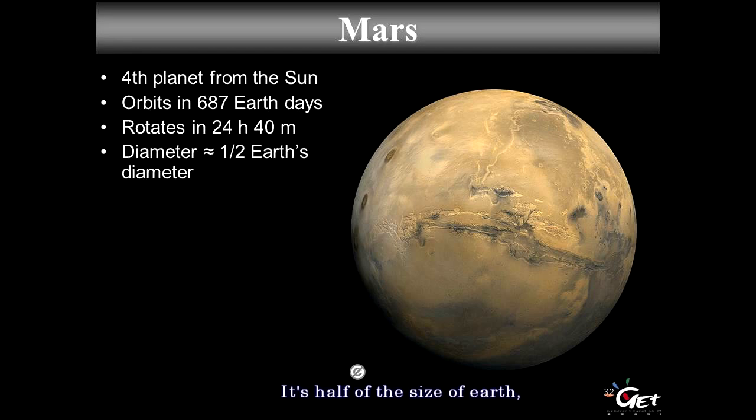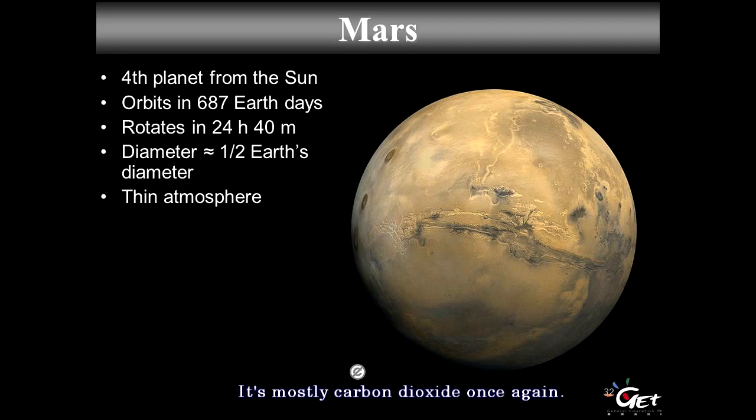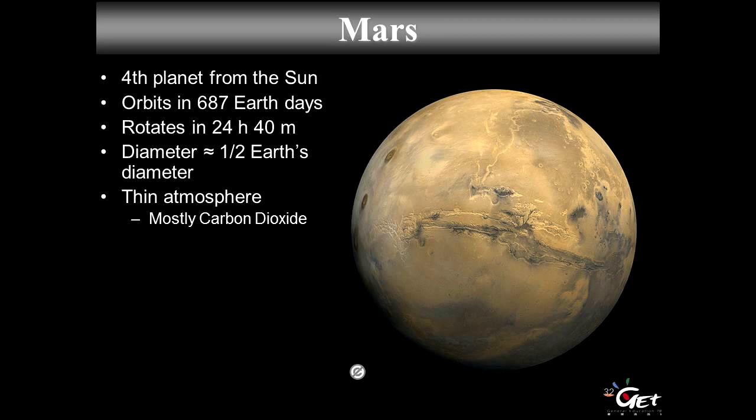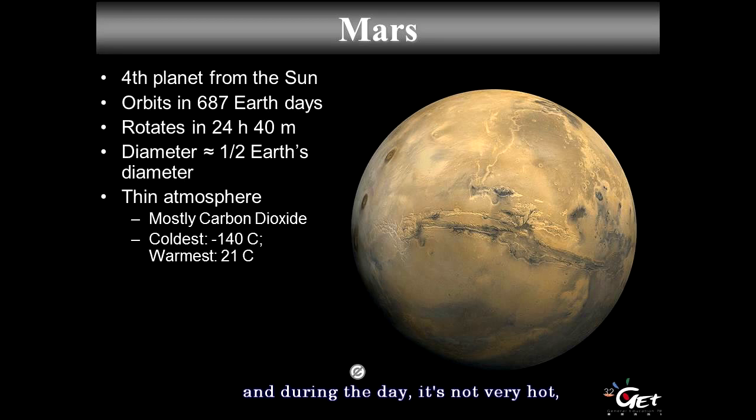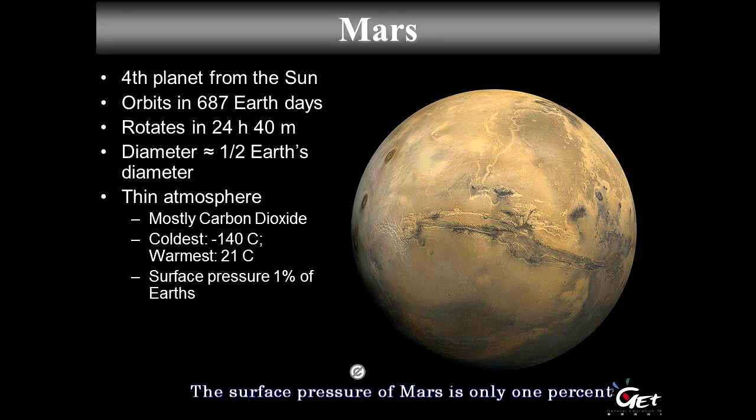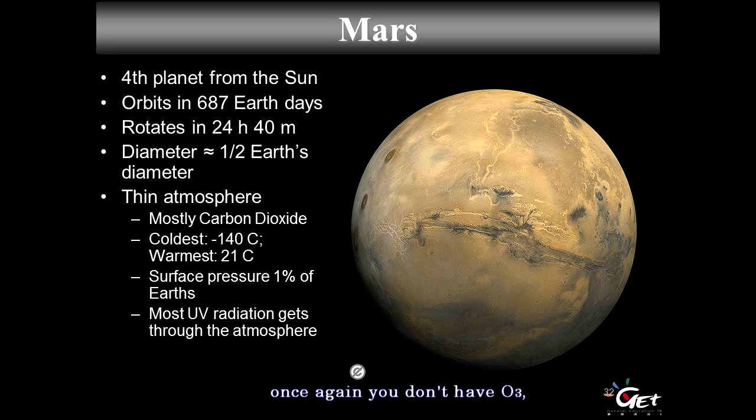It's half of the size of Earth, and there is a thin atmosphere covering the planet. It's mostly carbon dioxide once again. But because there is a thin atmosphere, you can keep a little bit of heat. So the coldest spot during the night is going down to minus 140 degrees, and during the day it's not very hot, it's only 21 degrees. The surface pressure also is only 1% of the pressure of Earth, because the atmosphere is so thin. And of course, as you have a very thin atmosphere, once again you don't have O3, so you don't have ozone, so you can't really protect yourself from UV radiations. So all the UV radiations are going through the atmosphere, so it's pretty much uninhabitable as it stays today.